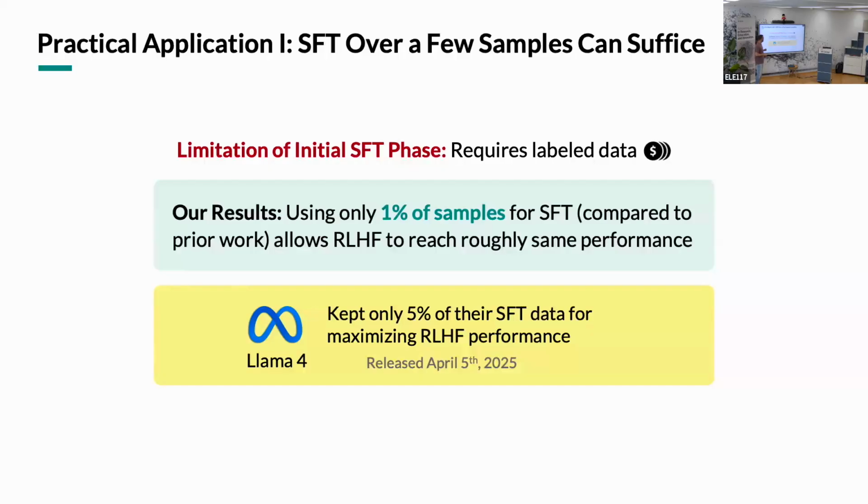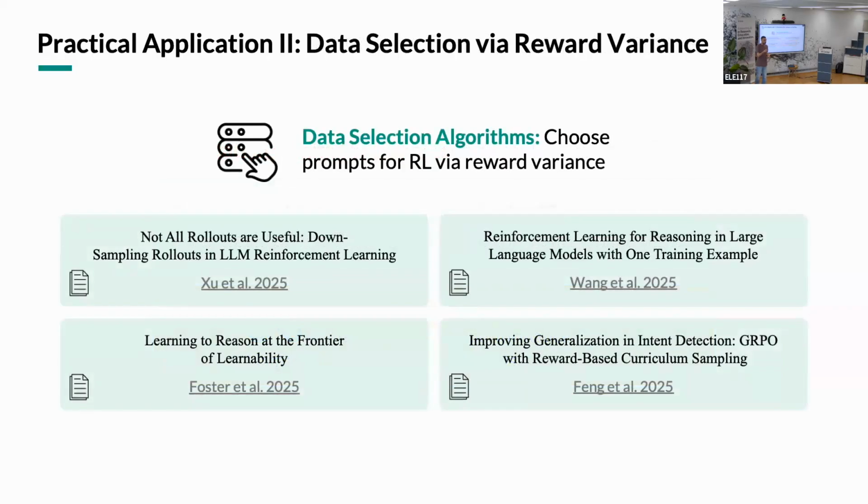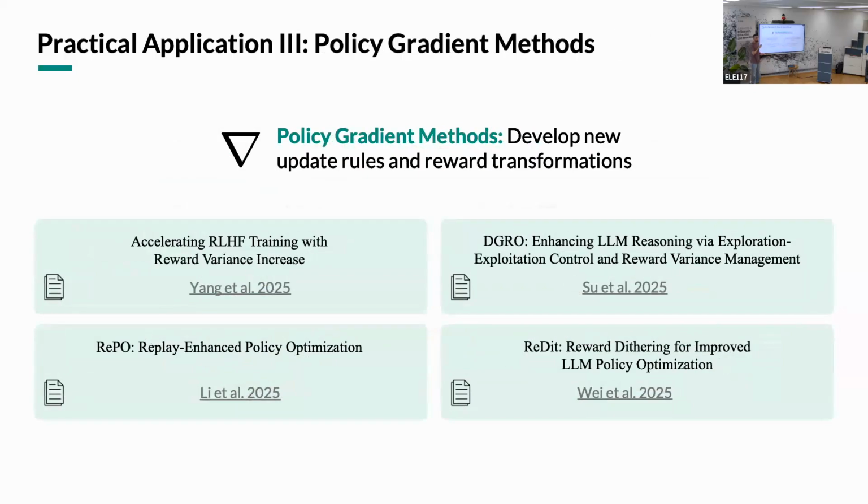And yeah, so this is one practical application, but there are also others for the connection between reward variance and optimization. You can use it, for example, for designing data selection algorithms. You can try to choose which prompts to train on, where the intuitive idea, something that several follow-up papers have done, is you can select prompts which enjoy a high reward variance because over them, optimization will be more effective. And then you can try to do these curriculum learning type of algorithms. And you can also try to design policy gradient methods, new update rules or reward transformations to try and increase the reward variance and make optimization more effective. And this is also something that several works have done.